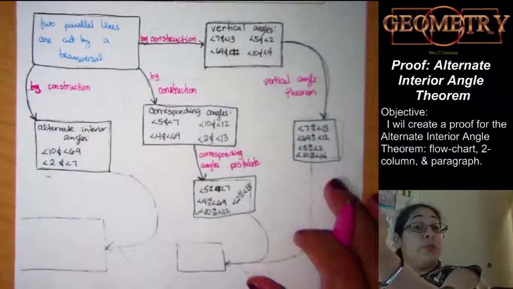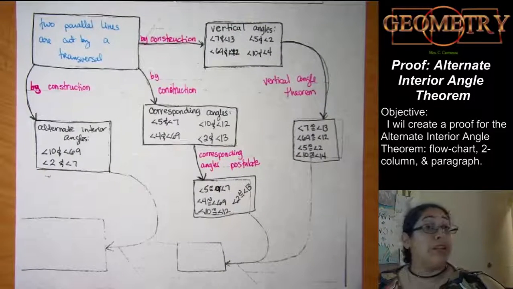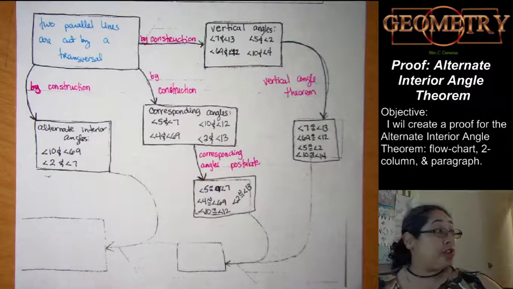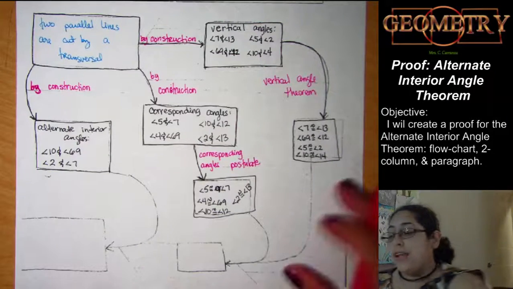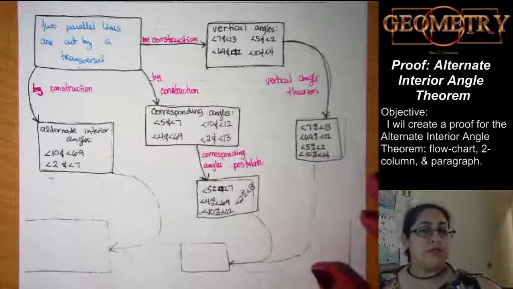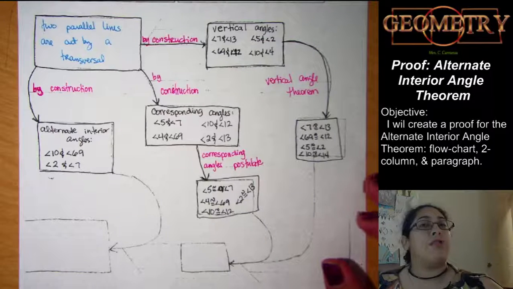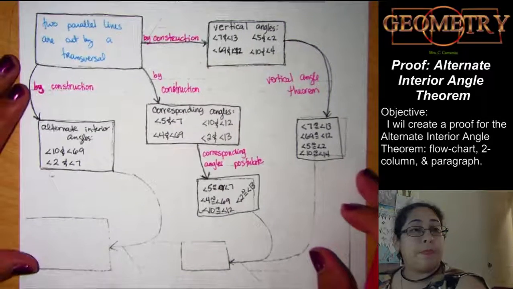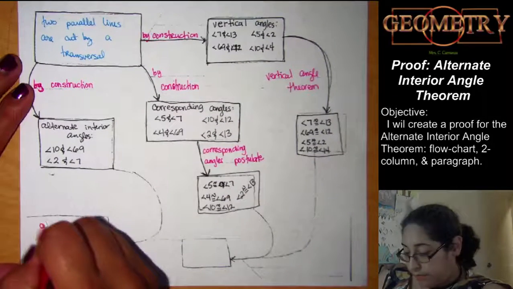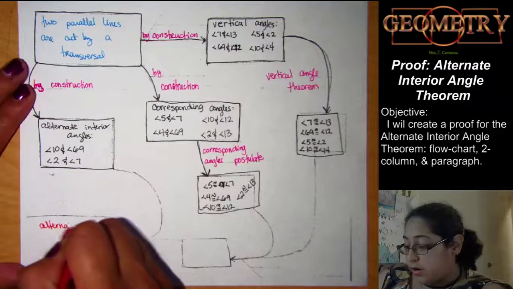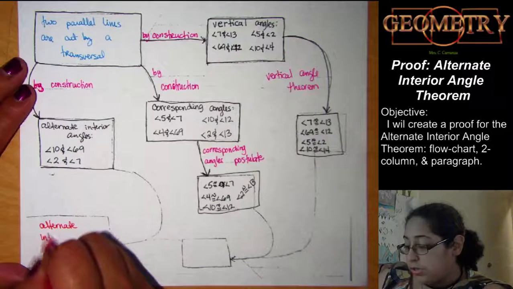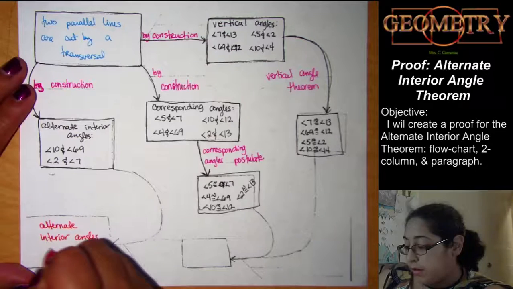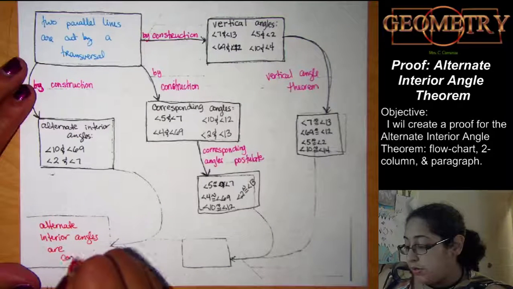We're doing pretty good on our flowchart proof. We only have 2 boxes left to fill and only a few more lines to trace out. So let's go back and try to remember what our goal was. What were we trying to prove? What's the conclusion of this statement? Alternate interior angles are congruent. Very nice. Our conclusion is alternate interior angles are congruent.